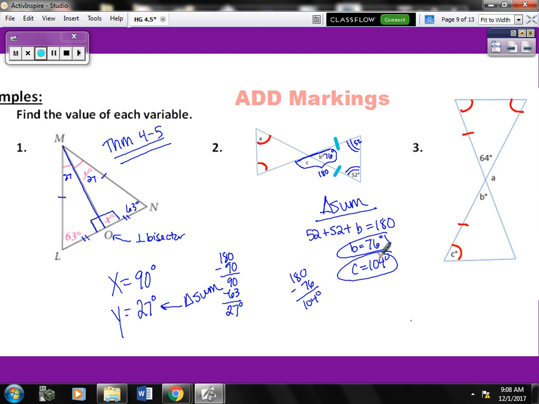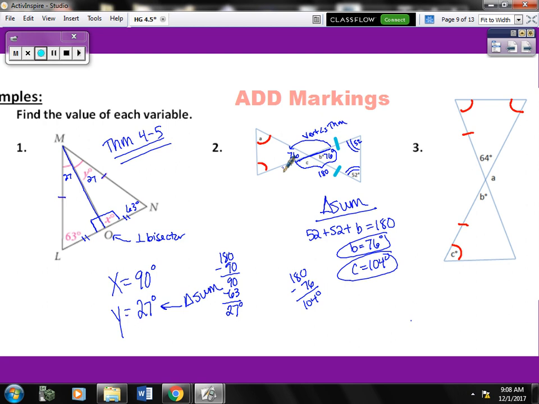Okay, now how are we going to find out what A is? Joseph? Under 76 is vertical. Perfect. We at this point can use vertical angles to copy this number over here, because we know vertical angles are congruent.